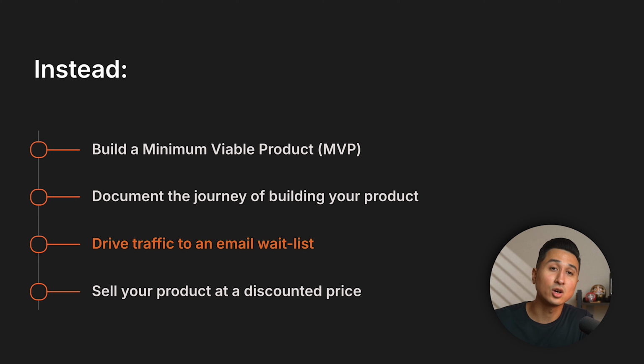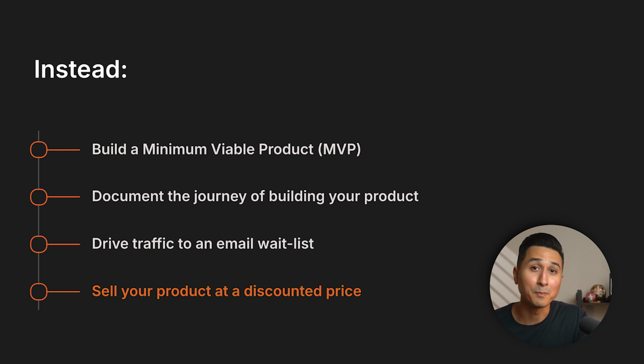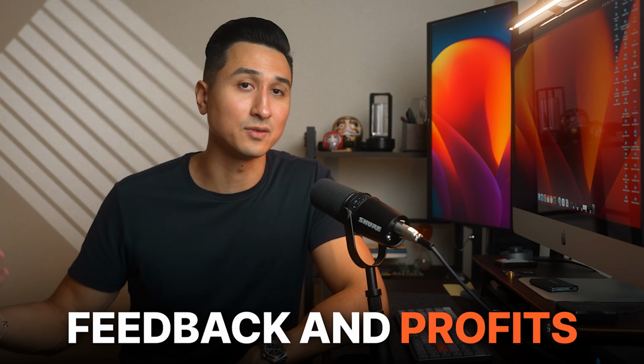From there, all of this content should be driving traffic to an email waitlist. And later in this course, I'm going to show you how to set one up, but for the time being, just remember to add CTAs in your content, driving people to join the waitlist. And then finally, start selling your product. And personally, I like to do this at a discounted rate since the product isn't fully built out yet. And then once you've gotten a few customers in the door, you can use their feedback and profits to build out the rest of your product.